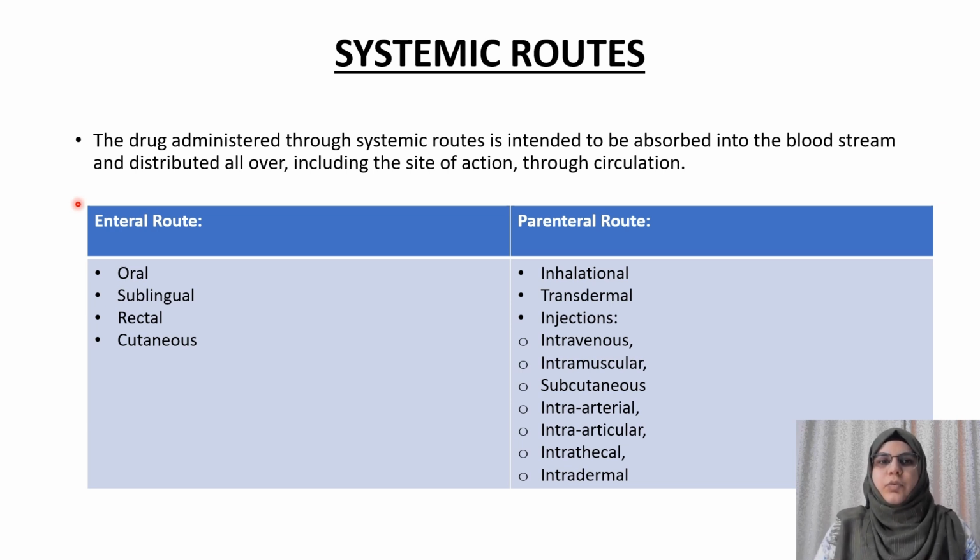Okay, the systemic route is divided into two parts. One is enteral and the second one is parenteral. Enteral route is again divided into four parts: oral, sublingual, rectal, cutaneous. We are going to discuss this in brief in the other slides. Then parenteral is divided into inhalation, transdermal and injections. These are all parts of injections: intravenous, intramuscular, subcutaneous, intraarterial, intraarticular, intrathecal, intradermal. So let's go to the next slide.